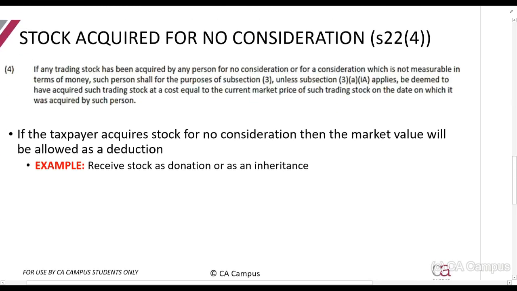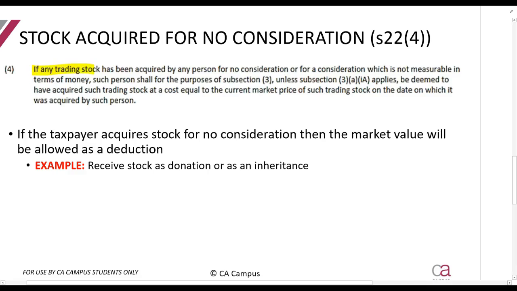We can also find situations where you acquire stock but you haven't paid for it. So if you inherit it or someone makes a donation to you, you can still get a deduction for it. Why? Because that amount will be taxed as gross income, and if it's closing stock, it will be added to gross income. So they want you to have a deduction for it as well.